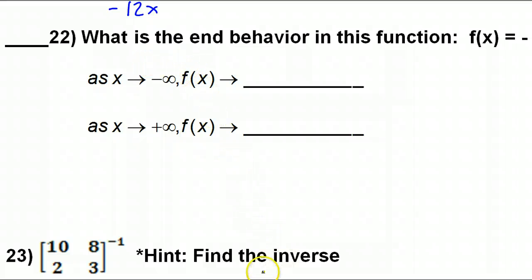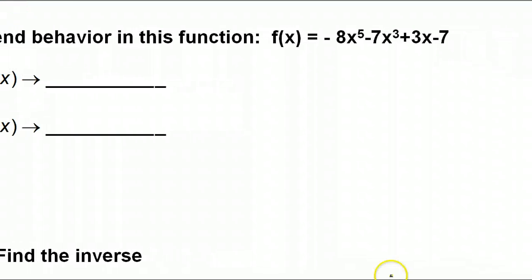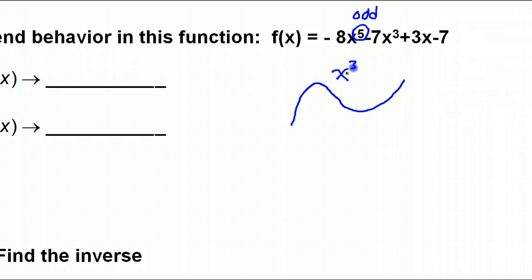All right, number 22. What is the end behavior of this function? One of the key parts of this is the degree. This is odd. All odd degree functions have the same type of end behavior. So we might as well consider the end behavior of a cubic function, like x to the third power. This is your basic model for the end behavior of a cubic function. Notice how this reminds you of a capital letter N.